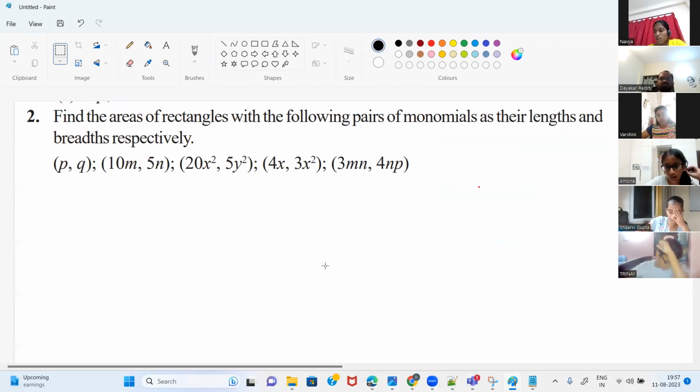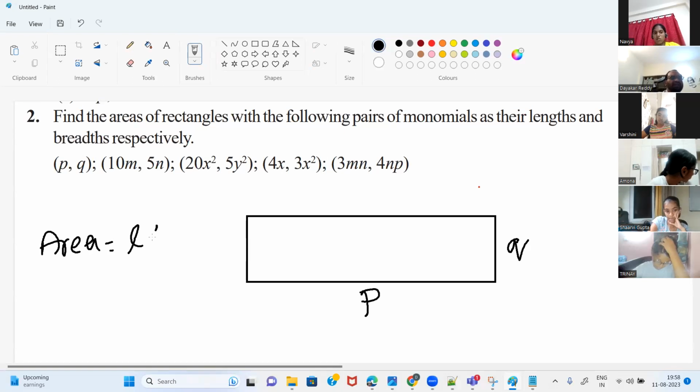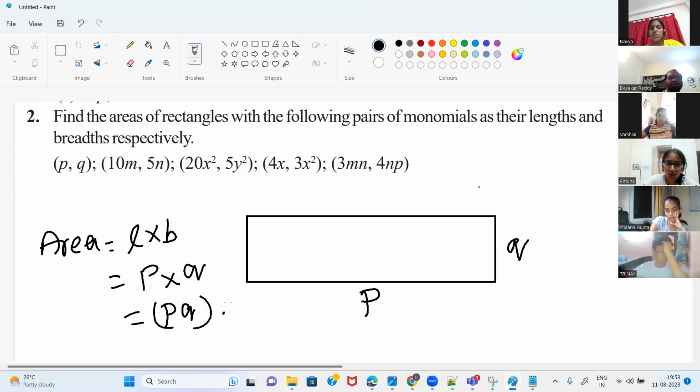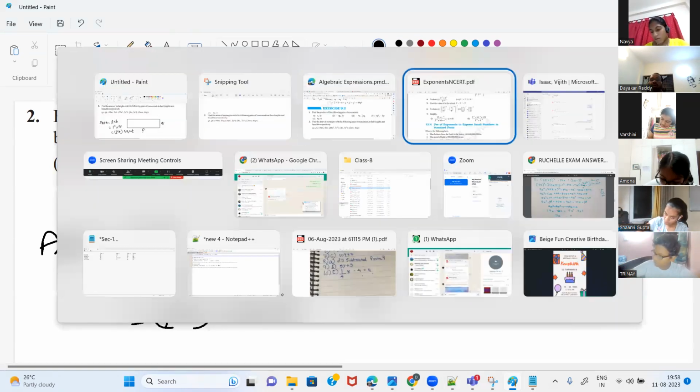Find the area of the rectangles with the following pairs of monomials as their length and breadth respectively. Do you know, everyone, right? Rectangle means opposite sides are equal. So, what they are telling here, this is P, this is Q. What is the area of the rectangle? Length into breadth. That is P into Q, equal to PQ. You need to write square units. Please copy. Better to copy, no? Sir, but everywhere we can't draw a rectangle. Everywhere no need to draw, but in the exam, if they ask, you need to draw. Okay?